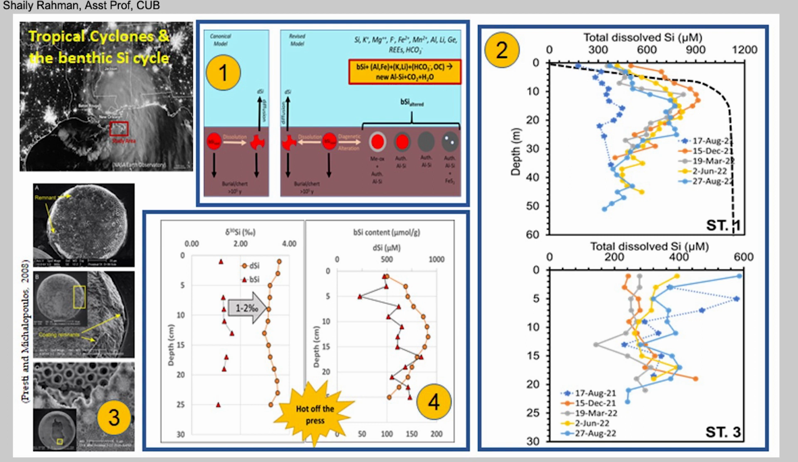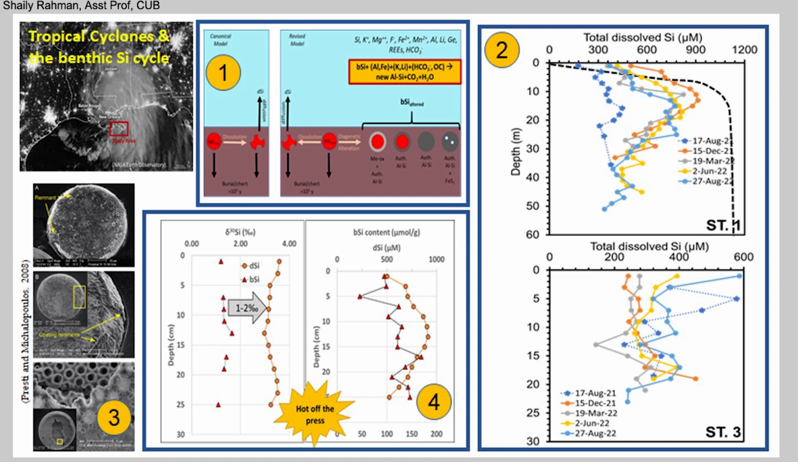I want to draw your attention to another macronutrient that we haven't talked about much during this session, and that's silica. Just to remind you, silicon is the second most abundant element in the Earth's crust, and it's really coupled to carbon in many different ways. On the terrestrial side, silicate mineral weathering is a long-term control on atmospheric CO2.